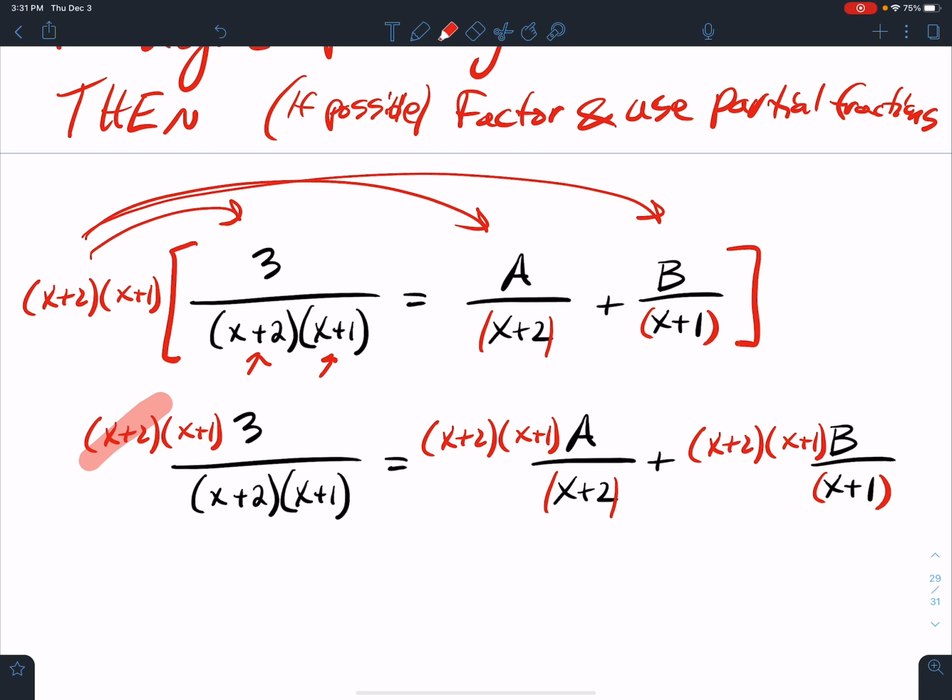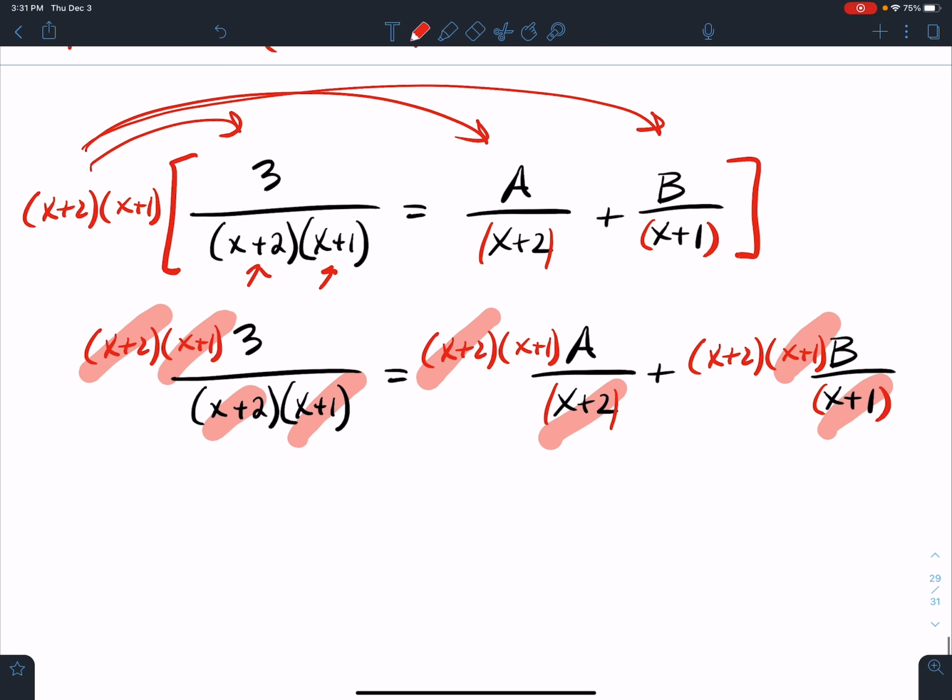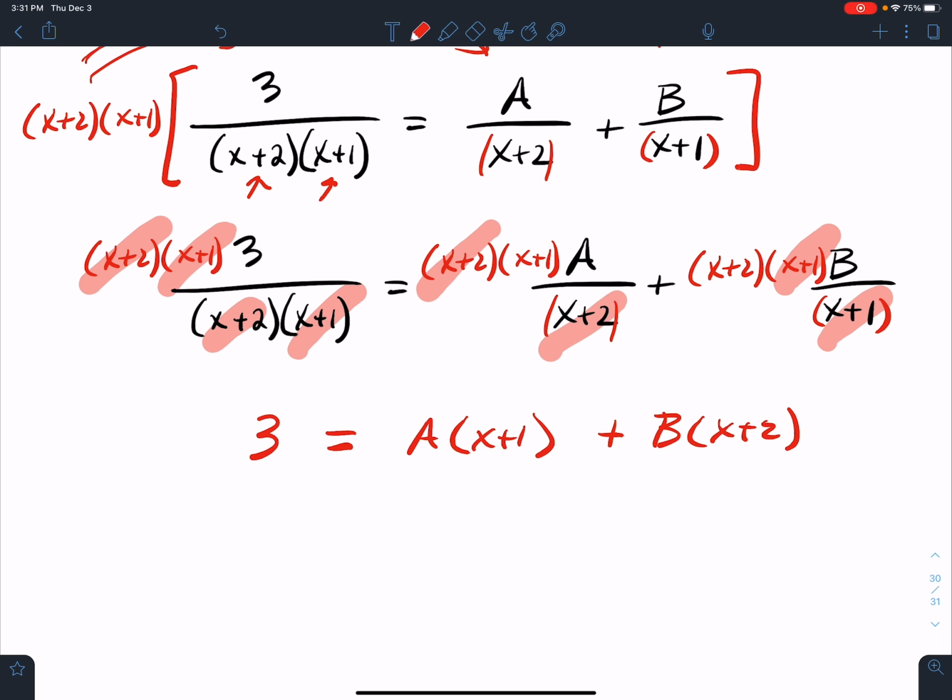So now what's going to happen? This x plus 2 is going to cancel with that x plus 2. A lot of cancelization going on here. x plus 1 cancels with x plus 1 here. x plus 2 cancels with that x plus 2. And this x plus 1 cancels with that x plus 1. Make sure to cancel everything through before you do anything else. Okay, so now I have a times x plus 1 and then b times x plus 2. So it seems like it's a little bit easier.